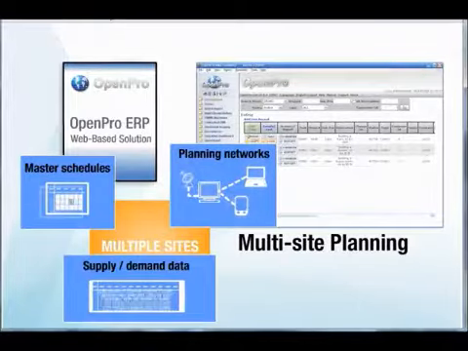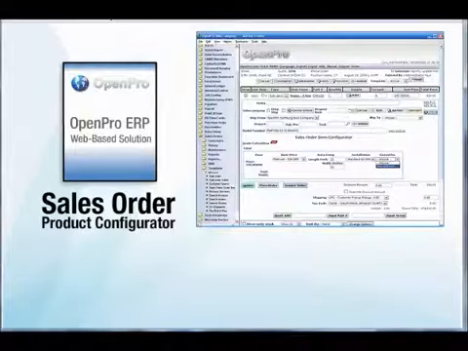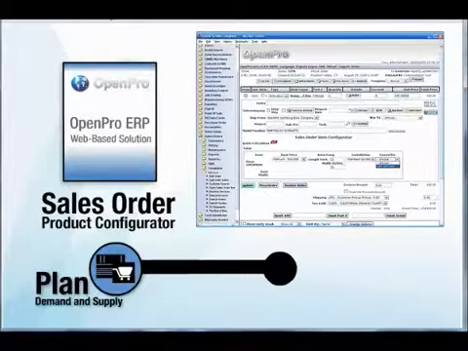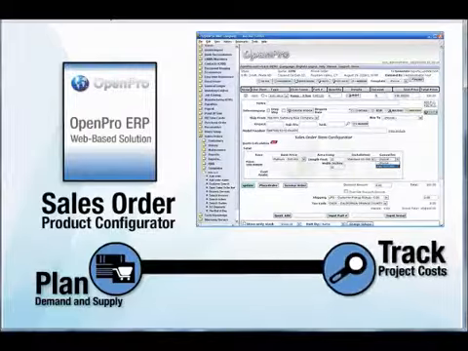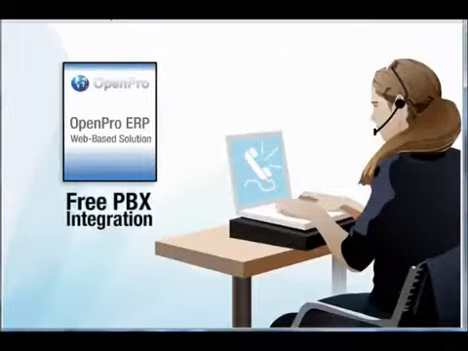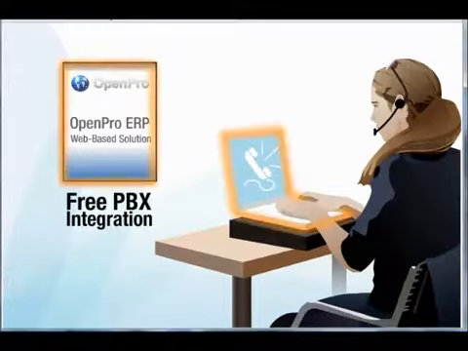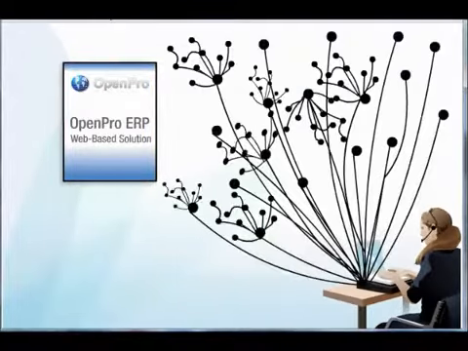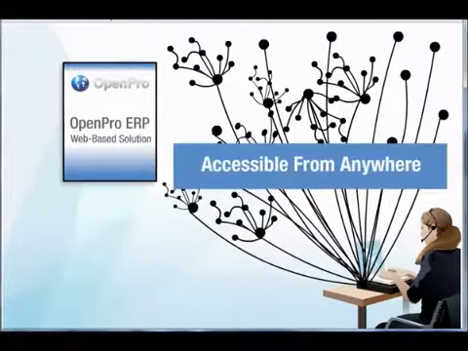supply-demand data. The OpenPro Sales Order Product Configurator allows you to efficiently plan both demand and supply of material and track project costs in detail. And with OpenPro Free PBX integration, your computer, ERP business system, and phone system can all be integrated into one package. As the first ERP system designed to run on the web, OpenPro ensures that your business is accessible from anywhere there is an internet connection.